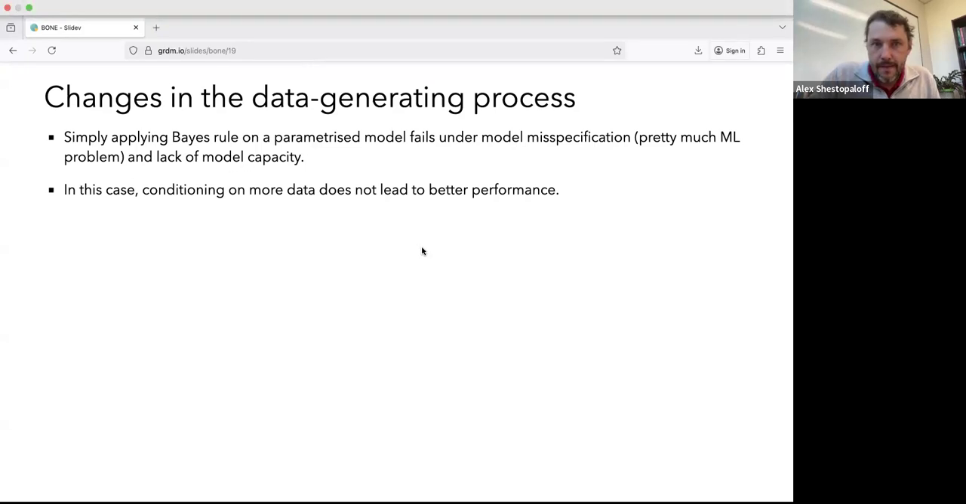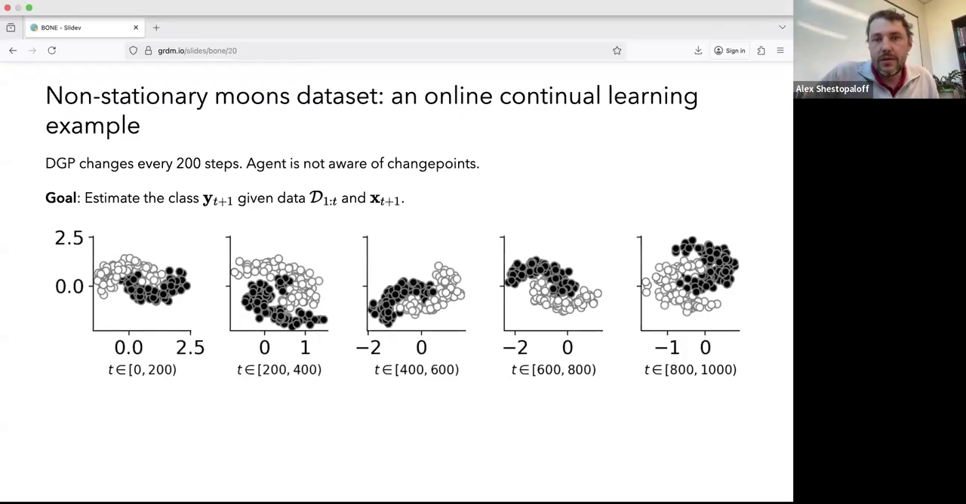Okay, so this is a relatively classic example of non-stationary data. This is the rotating version of the two moons data set. This is known in the machine learning literature as the two moons data set because you have one moon and the other moon, and the goal is to learn this kind of squiggly boundary that separates them. Right. So here, the DGP, the data generating process, is forced to change every 200 steps. So we can see how it's rotating basically, right?